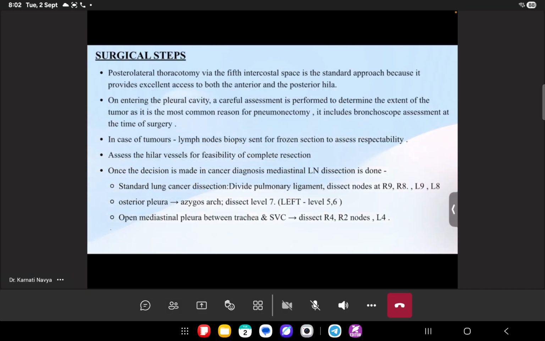In the posterior pleura, divide the posterior pleura and the azygos arch, dissect the level 7 lymph nodes, and on the left side, level 5 and level 6, along with the level 7 lymph nodes. Then open the mediastinal pleura between the trachea and the SVC, dissect the right fourth and second nodes, and on the left side, the fourth node.